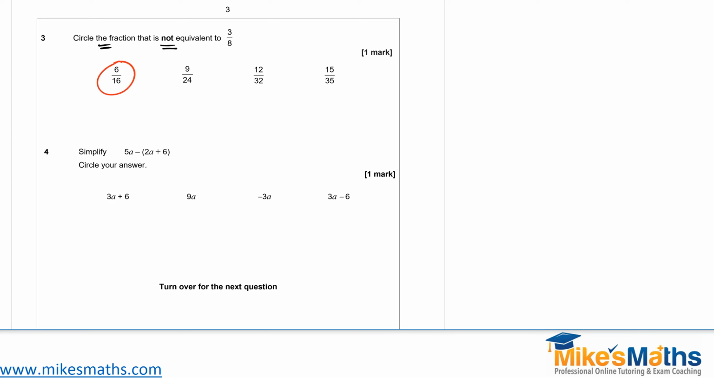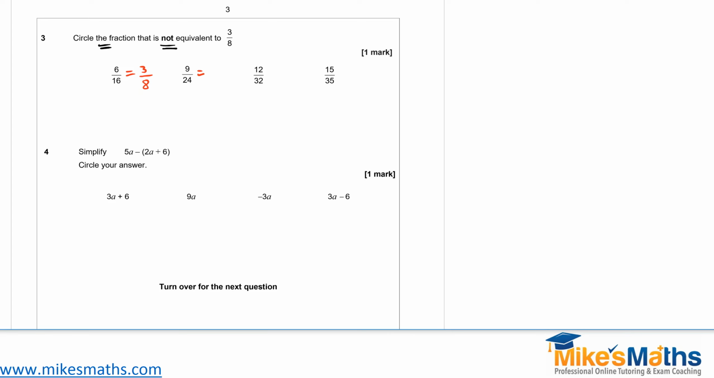Let's look at 6/16. Can we simplify that? What goes into 6 that also goes into 16? Well, you've probably spotted that 2 goes into both, so we can divide both numbers by 2. 6 divided by 2 is 3. 16 divided by 2 is 8. So that does equal 3/8, so that can't be our right answer.